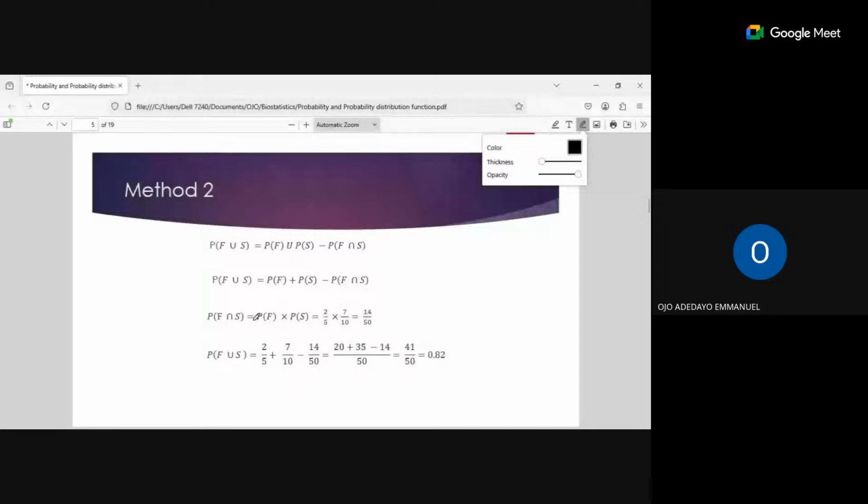Now you have been given the probability of F in the question to be 2 over 5 multiplied by the probability of S, which has also been given to be 7 over 10. By the time you multiply the two together, we are going to have 2 multiplied by 7 is 14, then 5 multiplied by 10 is 50. Now come back to our formula. The probability of F is given to be 2 over 5 plus the probability of S is given to be 7 over 10.